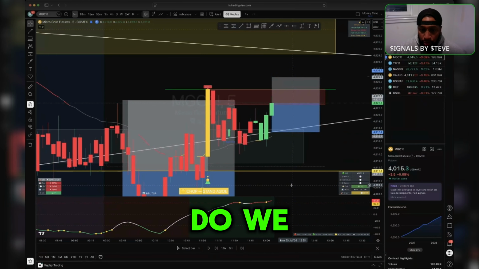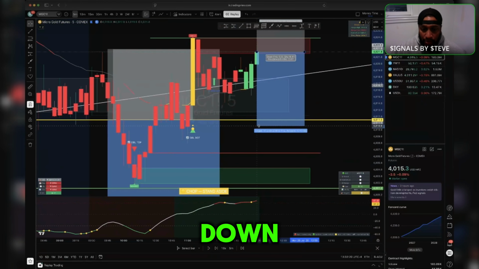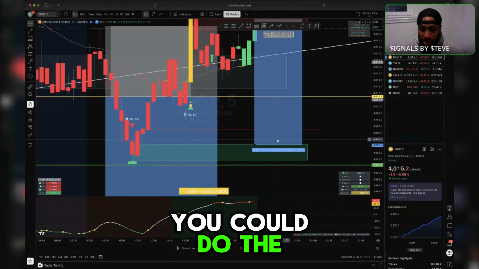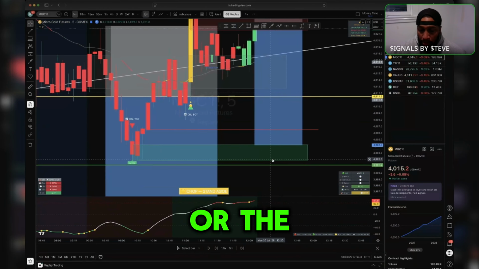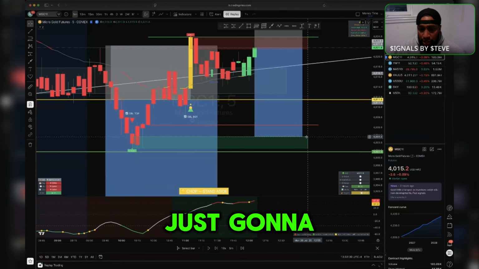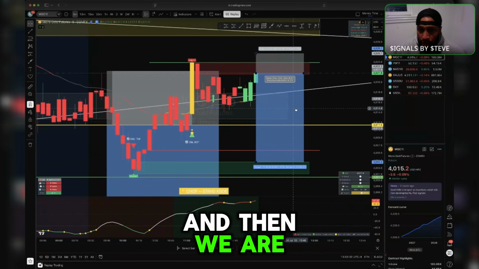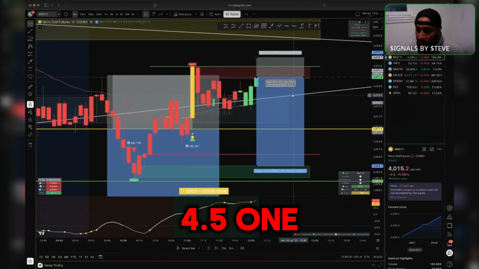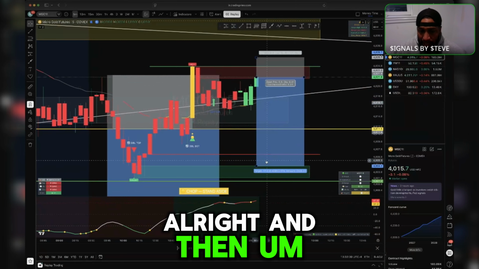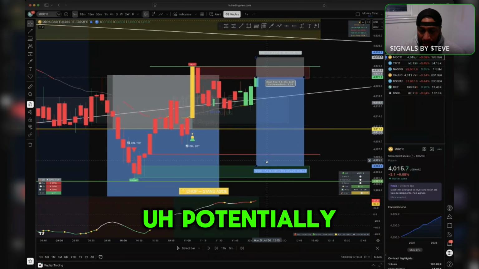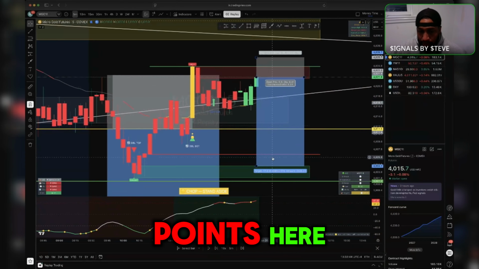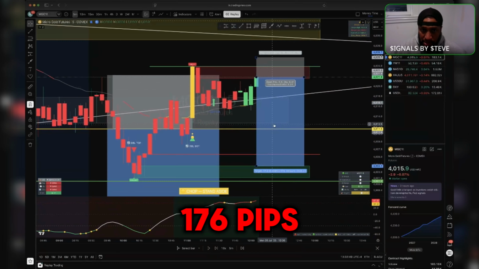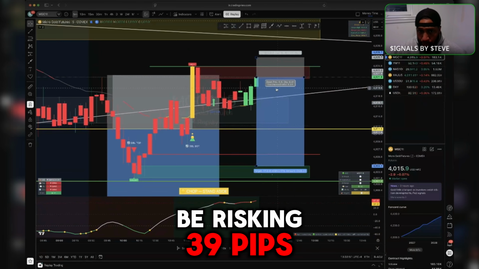And then now, where do we want to take this down to? We want to ride this thing down to that level of demand down there. You could do the top of the box, 50% of the box, or the bottom. In this case, we're just going to use the top of the box. Our risk to reward on this is 4.51 to 1, potentially making 17.6 points here. On the Forex side, that would be 176 pips, and we'd be risking 39 pips here.